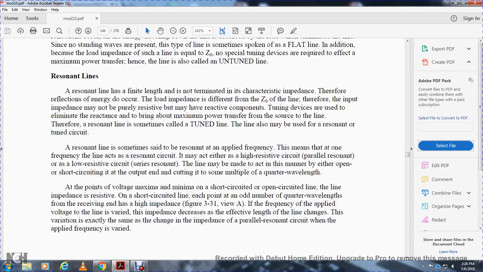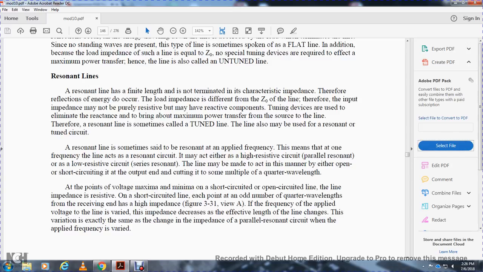The resonant lines. Resonant lines are of finite length and not terminated with the characteristic impedance. Therefore, reflection of the energy occurs due to the difference between the load impedance and the characteristic impedance of the line. Therefore, the input impedance may not be purely resistive, but may have a reactive component. Tuning devices are used to eliminate the reactance and achieve maximum power transfer from the source to the line. Therefore, the resonant line is sometimes called a tuned line.